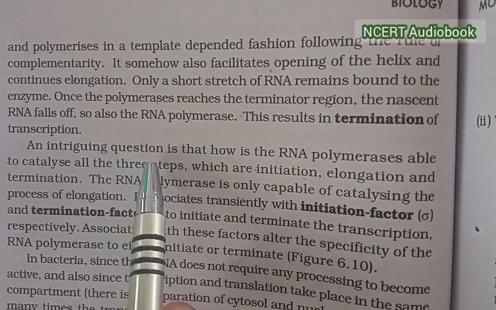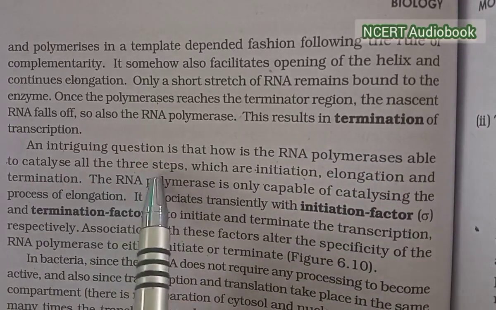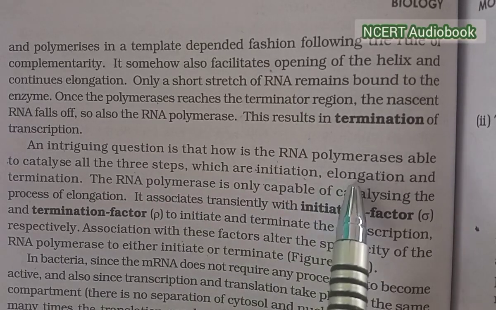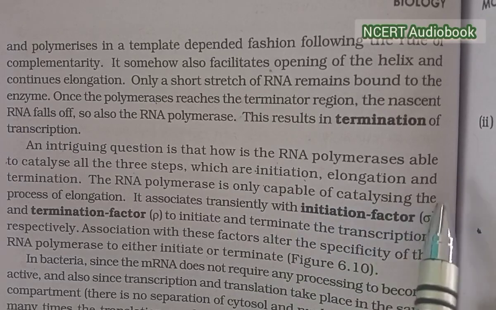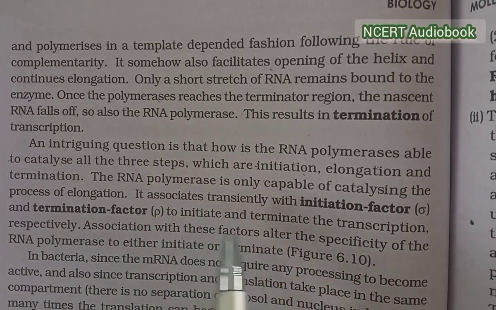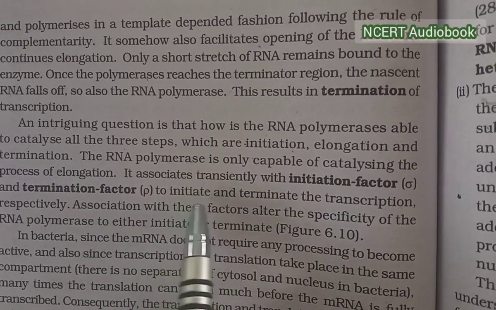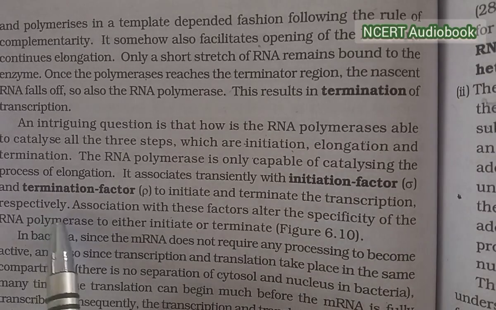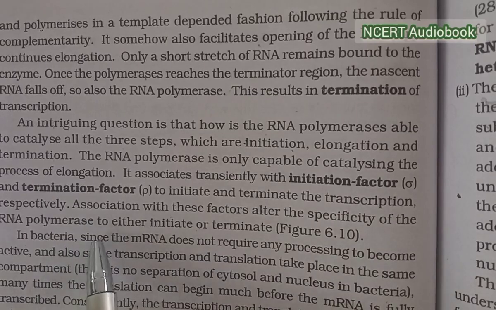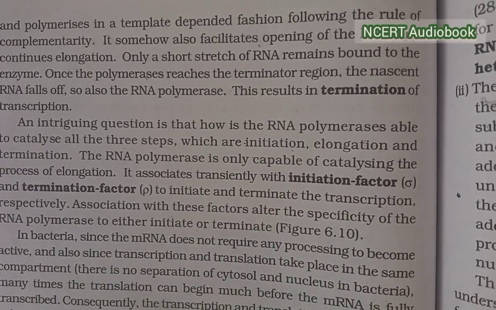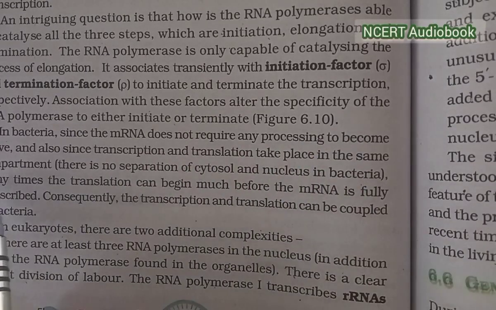An intriguing question is how the RNA polymerase is able to catalyze the three steps, which are initiation, elongation, and termination. The RNA polymerase is only capable of catalyzing the process of elongation. It associates transiently with the initiation factor and termination factor to initiate and terminate transcription respectively. Association with these factors alters the specificity of the RNA polymerase to either initiate or terminate.